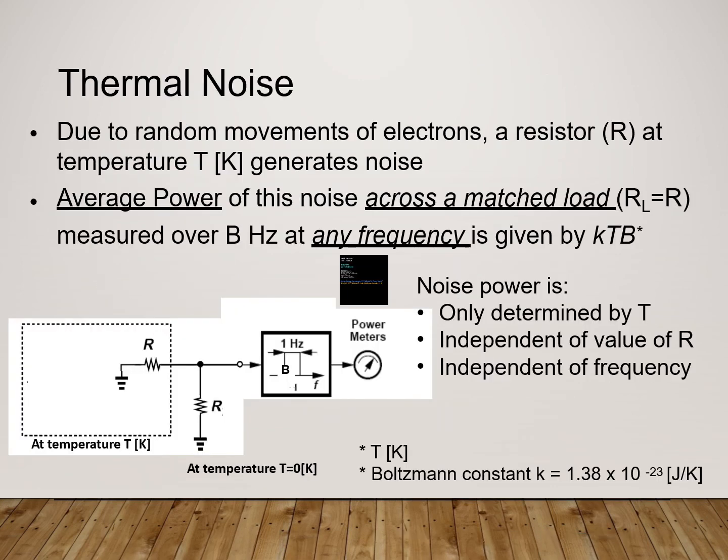Thermal noise is dominant for RF in general, especially when dealing with large frequencies, due to random movements of electrons in a resistance at temperature T Kelvin, which generate noise. The average power of this noise across a matched load, measured over B hertz at any frequency, is given by kTB, where k is the Boltzmann constant, T is in Kelvin, and B is the bandwidth.